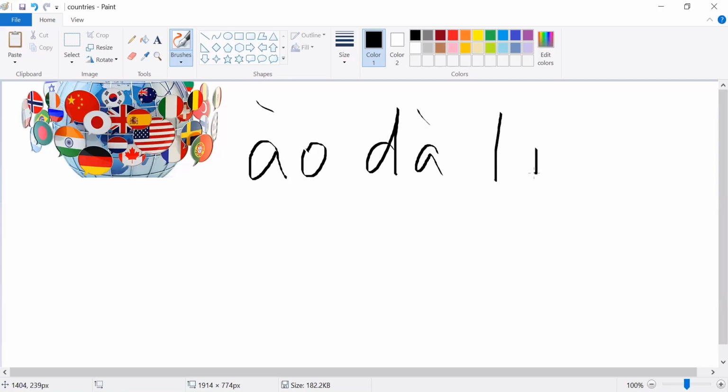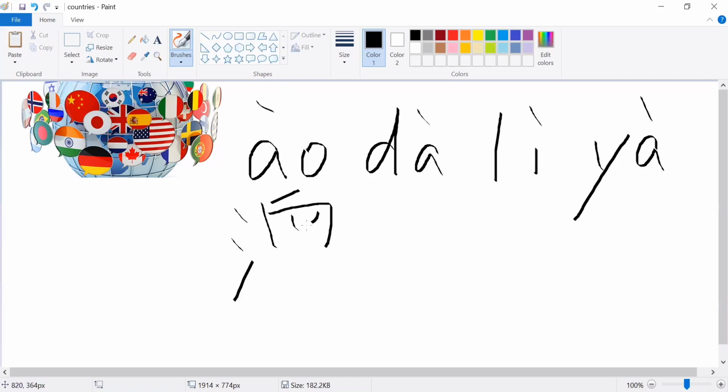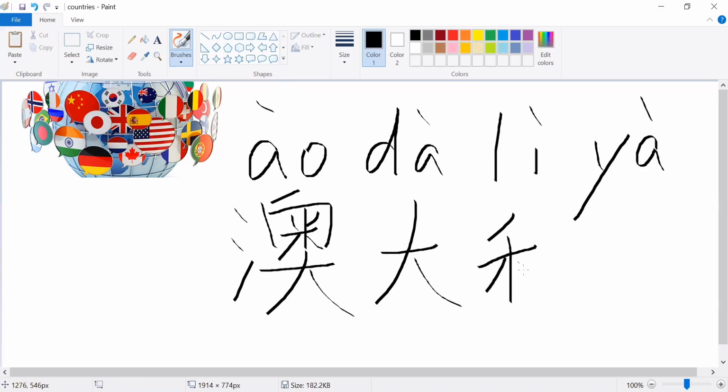So you can see this is the pinyin, 澳大利亚. Okay, all the four pinyin syllables, the four sounds are the fourth falling tone. So each syllable corresponds to one character. So this is how you write this character, 澳. Okay, this is 澳. And second one, 大利. And last character, 亚.